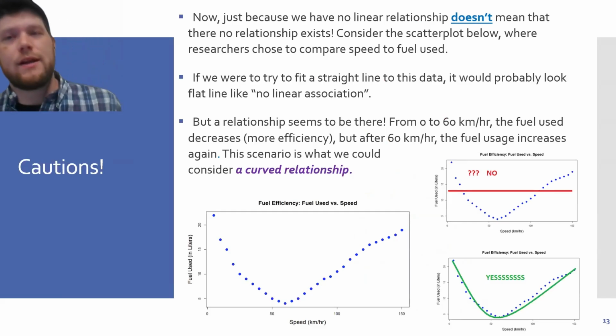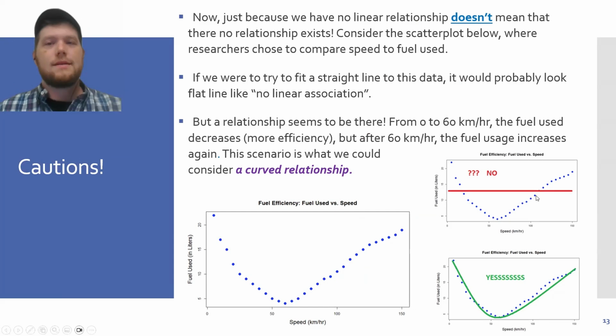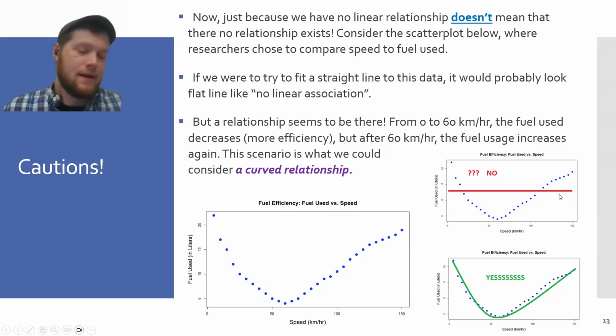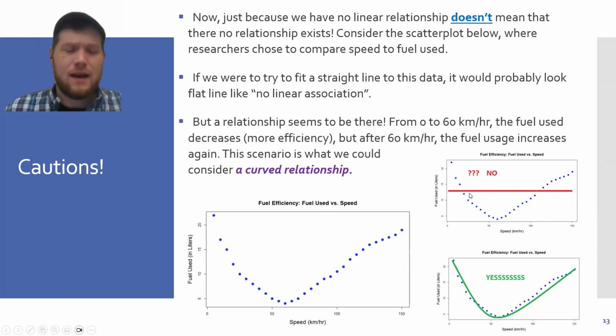Now, just because we have no linear relationship doesn't mean that a relationship doesn't exist at all. Consider the scatter plot below. So maybe we go sciencey, where we look at speed to fuel data. In this situation, if I try to fit a straight line to it, it probably looks something like this. And this claims there's no linear relationship. But this doesn't seem to fit the data very well at all.